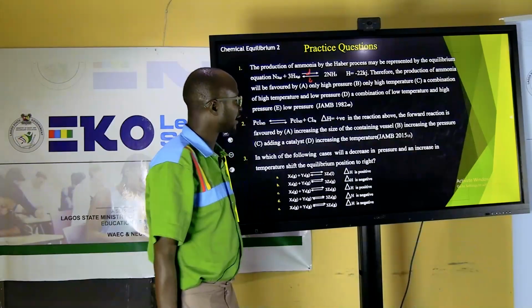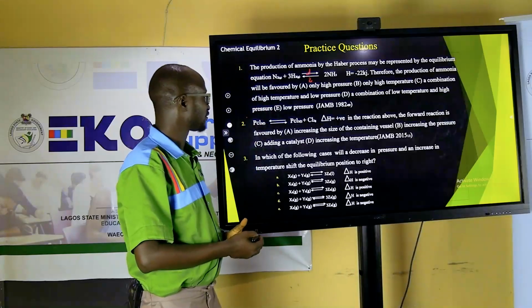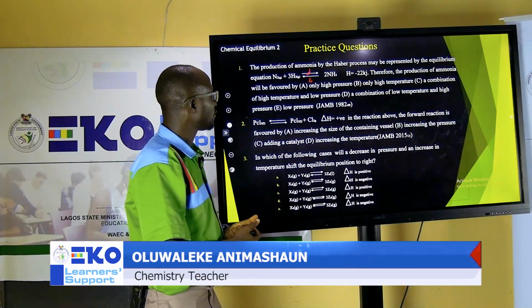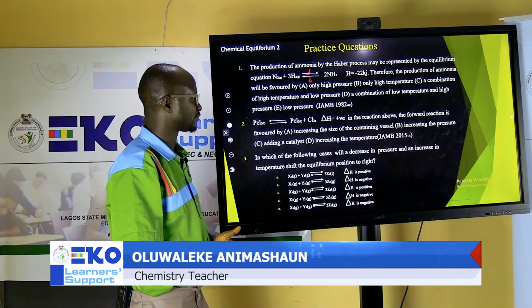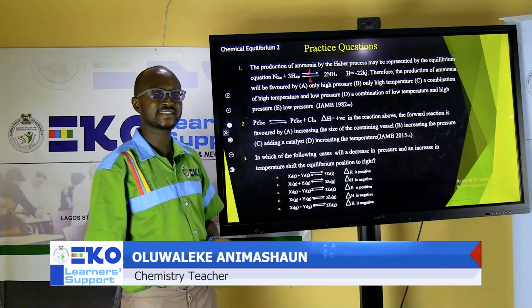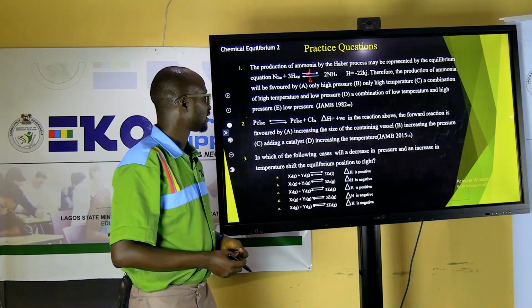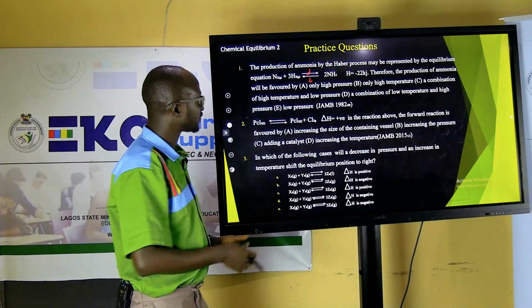Yes, somebody said B, only high temperature. As the word states only, it cannot only be temperature. So it takes a combination of more than temperature for us to favor production of ammonia. Now, I think I heard Kanike at the back said D. That is wonderful. Now let's all consider Kanike's answer.